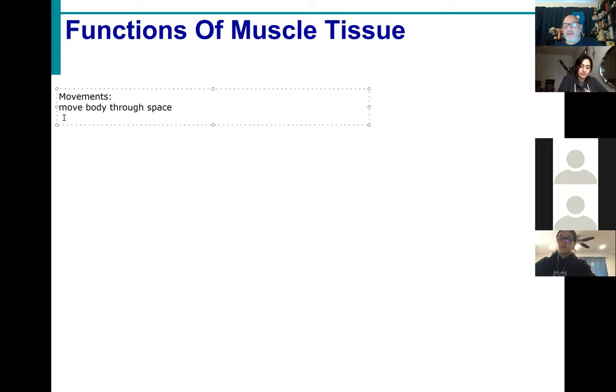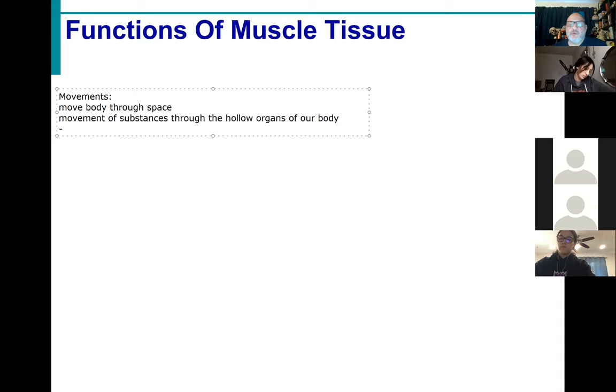we also have movement of substances through the hollow organs of our body, like blood through our cardiovascular system, like food through our digestive system. And how is it that our muscle tissue is able to move substances through the hollow organs of our body?